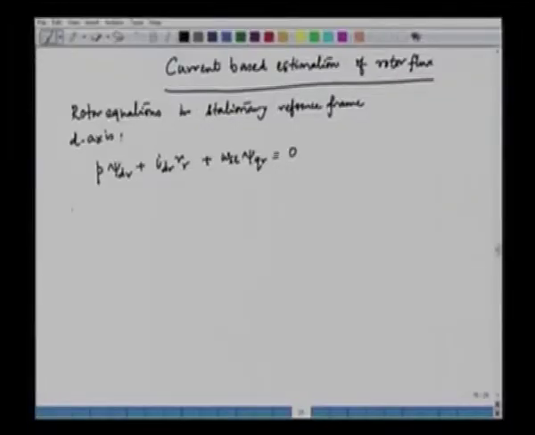And similarly, we can have the equation in the Q axis. We can write down P psi QR plus IQR RR minus omega SL psi dr, that's equal to 0. So these are the two equations which will help us in estimating the rotor fluxes, and the rotor fluxes are psi dr and psi QR.